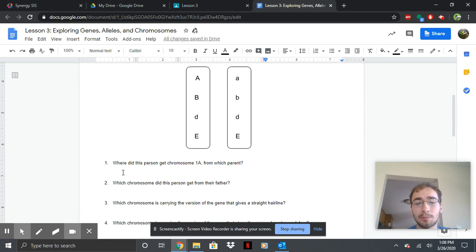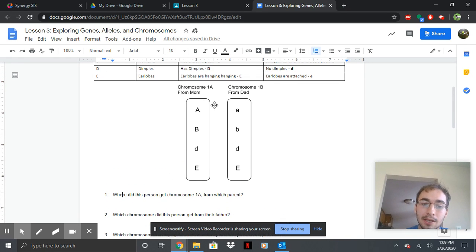For the first one, where did this person get chromosome 1A from, which parent? So we basically look at the label. It says this person got chromosome 1A from their mom. So that would be the answer.